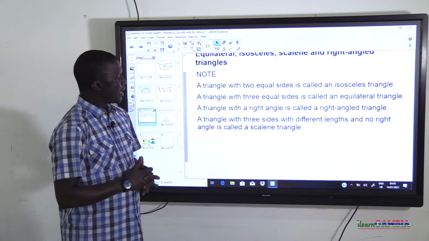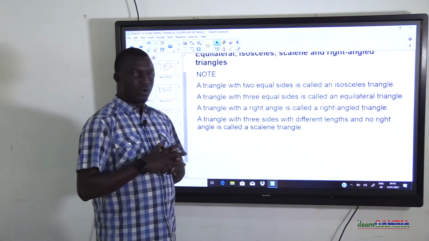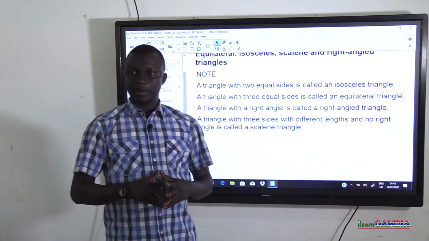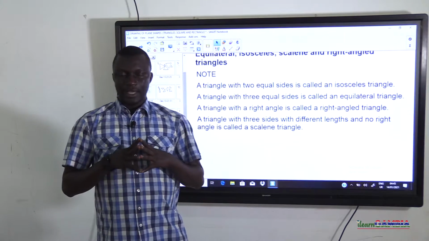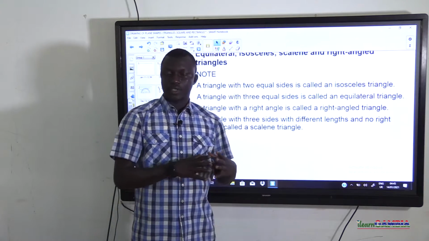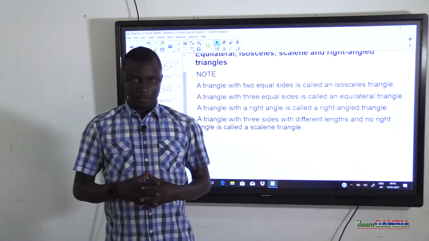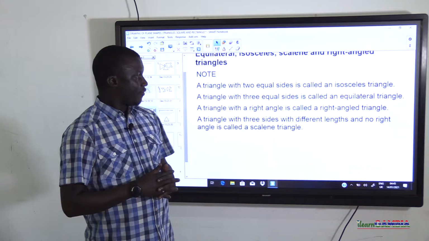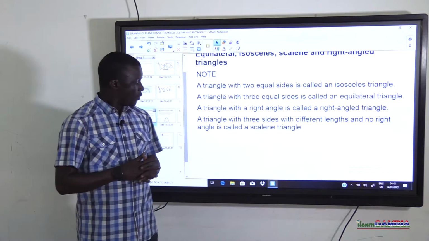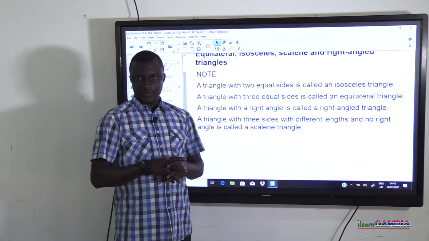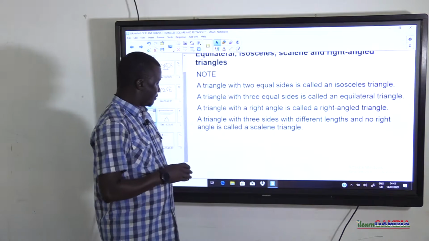A triangle with a right angle is called a right-angled triangle, as the name implies. A triangle with a right angle is called a right-angled triangle. Of course, any triangle that we see with a right angle is referred to as a right-angled triangle.